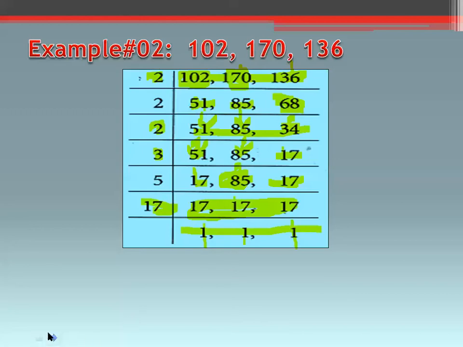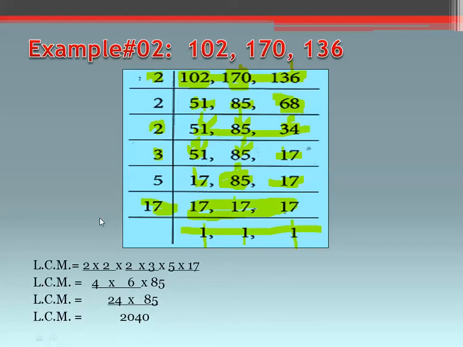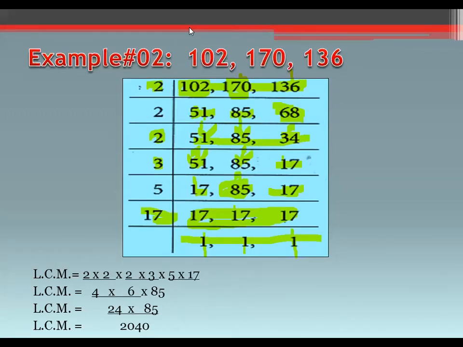So in the next step, what you will do, you will multiply all your prime factors. Okay, here you will write all your prime factors: 2 multiplied by 2, multiplied by 2, multiplied by 3, multiplied by 5, and multiplied by 17. Okay, now you will make the pair here.